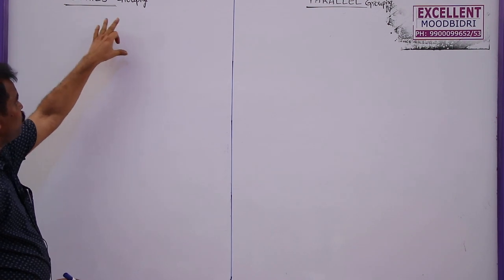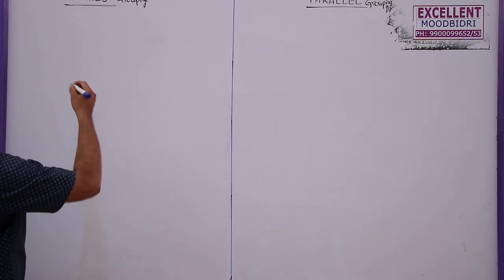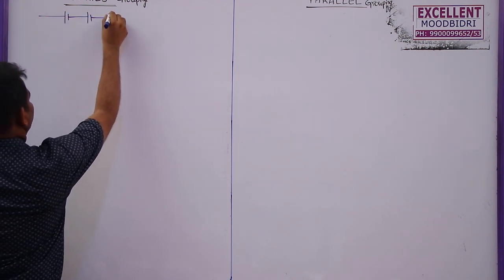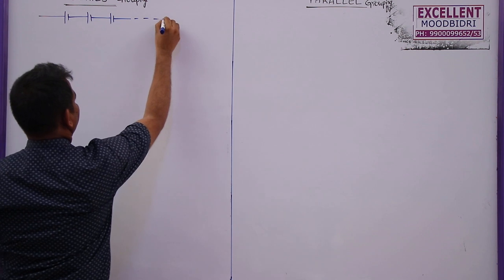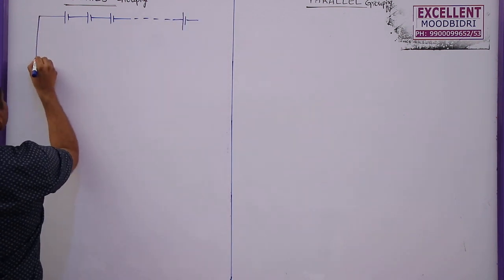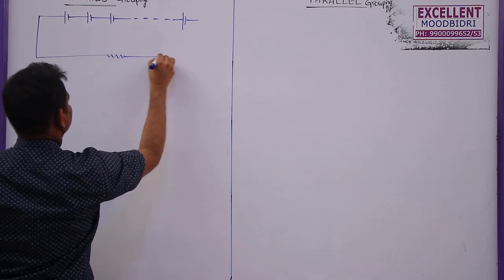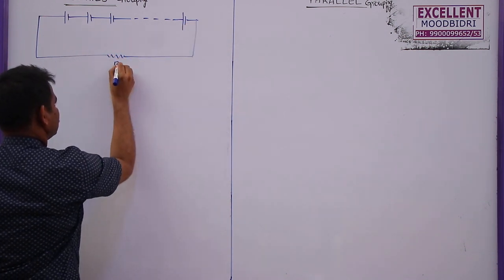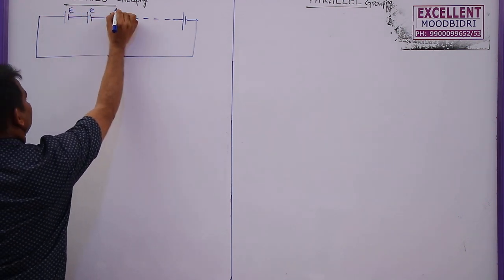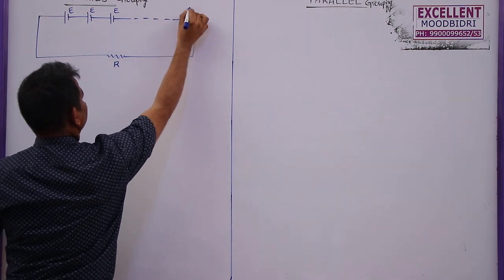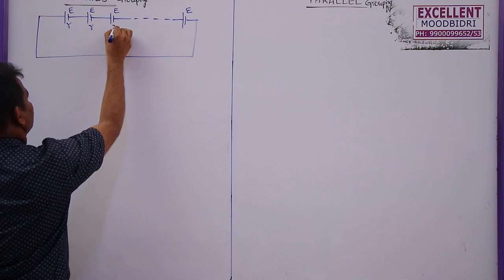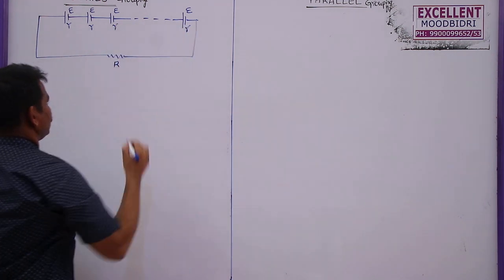About the series grouping of cells and parallel grouping of cells. Here in series grouping of cells, first we are going to connect n identical cells in series to an external resistance capital R. So this is capital R, this EMF is E, this is also E, this is also E, and this is also E. And the internal resistance of these is r and r respectively.